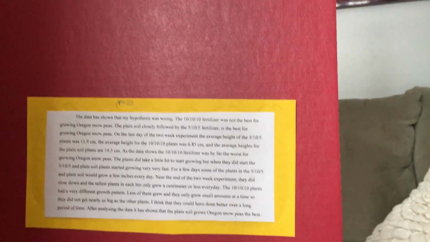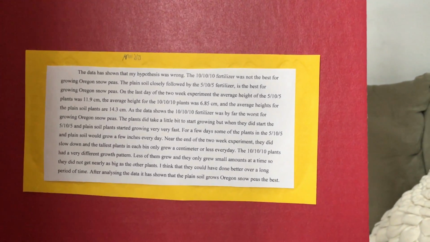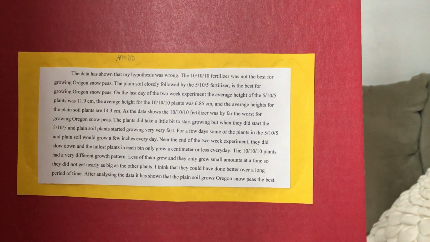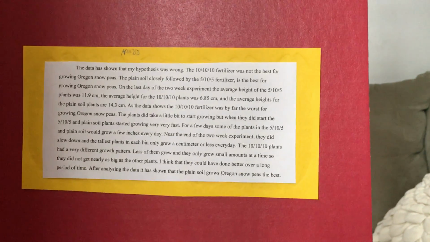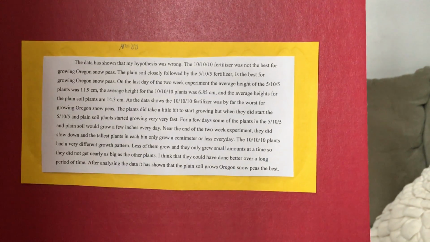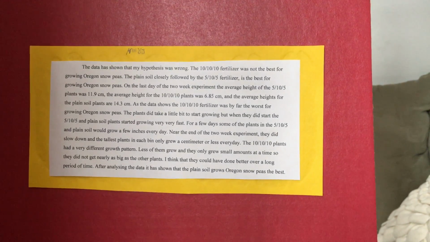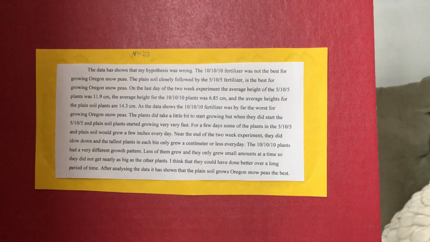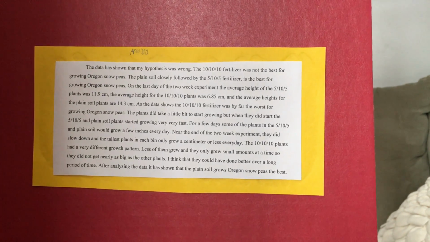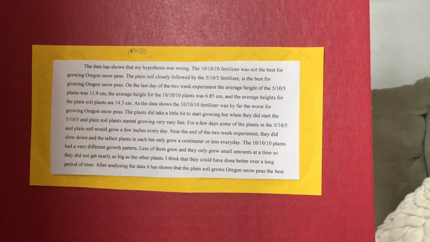In conclusion, the hypothesis was proven wrong. The 10-10-10 fertilizer was not good. The 5-10-5 and plain soil were pretty good for it. Some concerns are that not all of them grew, and they could have been burned by the soil, and if they would have gone over a longer period of time, they could have grown better. In conclusion, my hypothesis was not supported by the data. The best soil for growing Oregon snow peas is just plain soil.